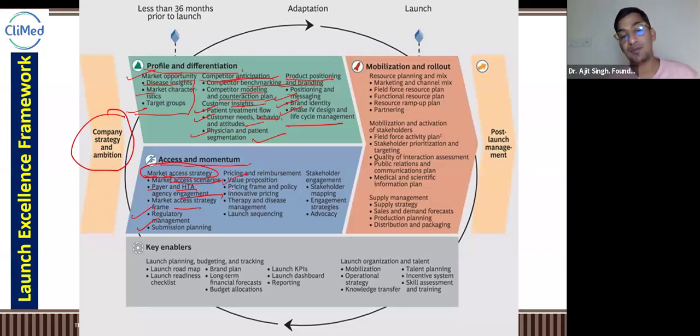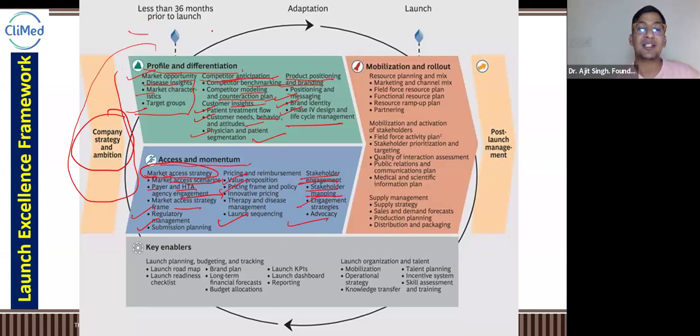I have given you the example of the pricing framework and policies for all the stakeholders from up to down, and then launch sequencing, how to launch, then stakeholder engagement, like stakeholder mapping, where and how they can map that, and engagement strategies, advocacy, like education. Okay, all these things will be done in the company strategy and ambition at the first step, and it takes less than 36 months prior to launch.